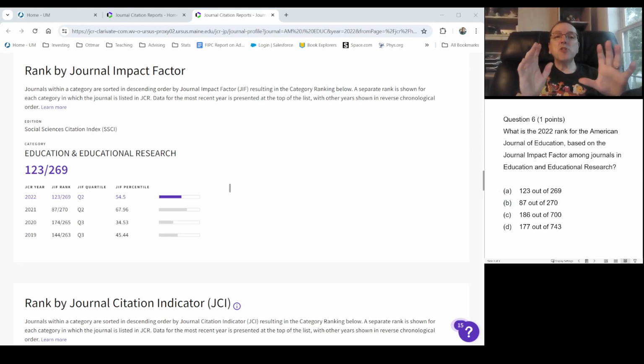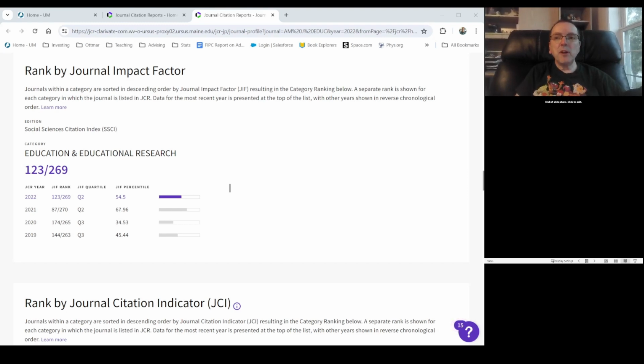Now, some journals will show up in more than one category. Maybe it touches educational research and maybe something else, like child development. So they may overlap, and there'll be different categories, so there'll be 2 different rankings based on which of these specific disciplines. So that can happen. Don't be surprised if you see that.